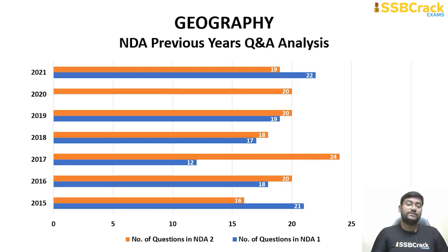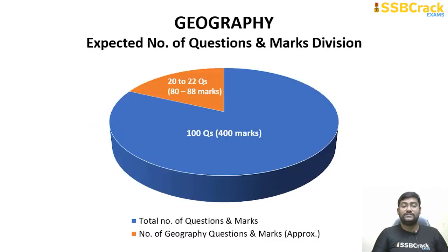Going to the next most important topic, after physics the most important questions come from the geography section itself. You can see here clearly in the previous year question analysis trend, 19, 22, 20, 21, at least 20 questions minimum are asked from the geography section. So this year also you can expect somewhere around 20 to 22 questions coming from your geography section alone, which can easily fetch you somewhere around 80 to 88 marks.